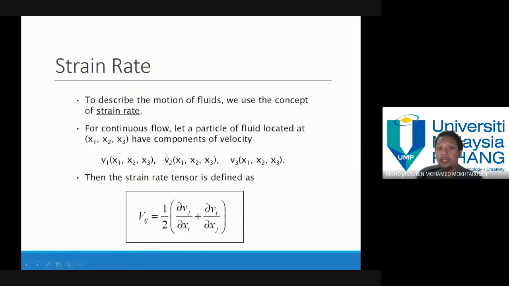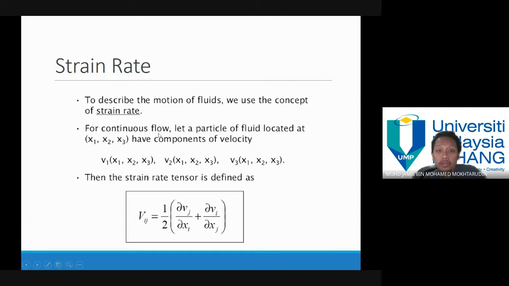So in fluid mechanics, we also have terms like strain and stresses, similar to solid mechanics. In fluid mechanics, we define strain rate to describe the motion of fluids. Okay, so fluid, we assume it's like particles that are close to each other. So when one particle moves, it will pull or push the neighboring particles. And we use the concept of strain rate to describe the forces or the strain in between two particles.